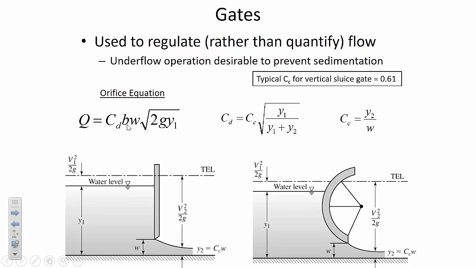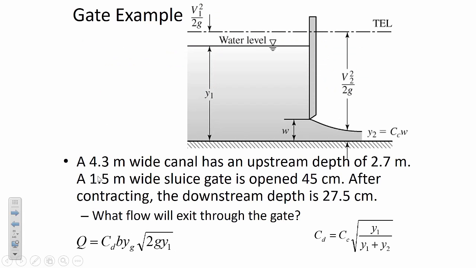B is the width of the gate opening, which oftentimes is equivalent to the width of the channel. And then the coefficient of discharge is the fraction of energy that's lost as the water is approaching this obstruction. And a typical C sub C, coefficient of contraction, is 0.61. And so you can calculate the coefficient of discharge as a function of the coefficient of contraction and the upstream and downstream depth. So the coefficient of discharge varies depending on how deep the water is. Okay, so let's get some experience using the gate equations.